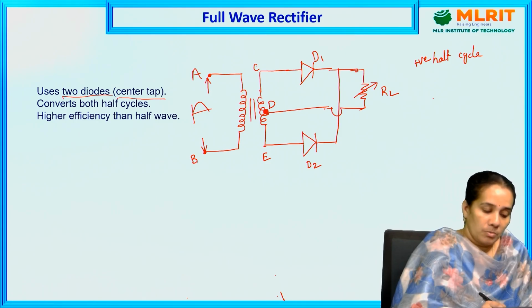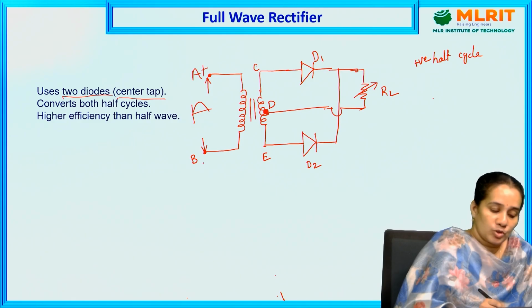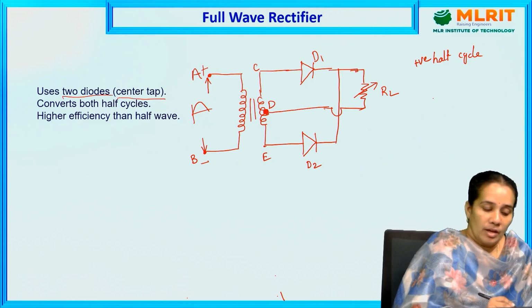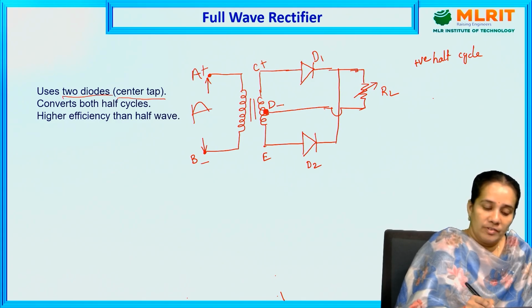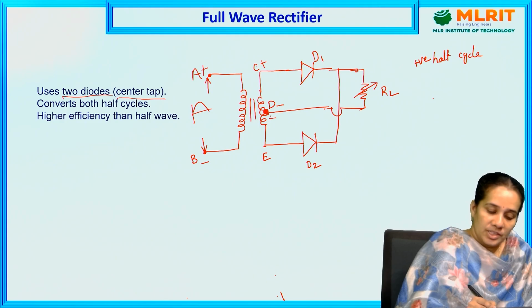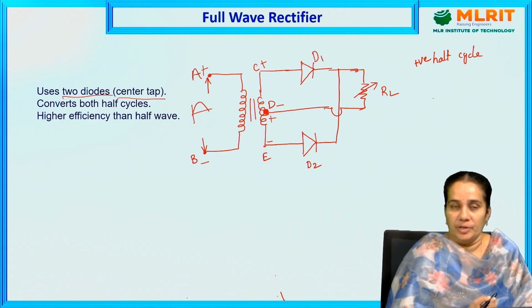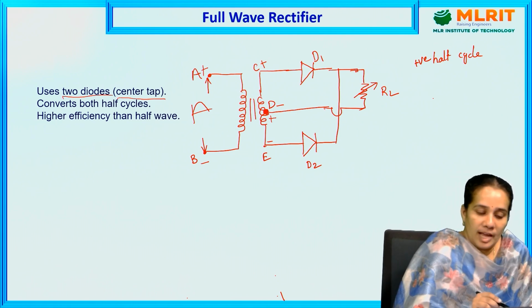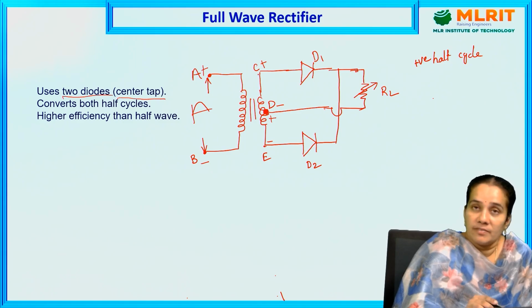So now when we are applying the positive voltage, the node A becomes positive and the node B becomes negative. When the node A is positive, the same voltage will be transmitted to the node C, and the node D becomes negative. Similarly, here the positive voltage is connected to the node D and the negative voltage is connected to the node E. So during the positive half cycle, C becomes positive.